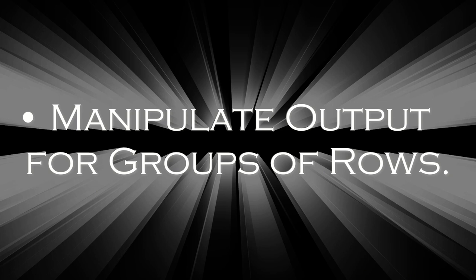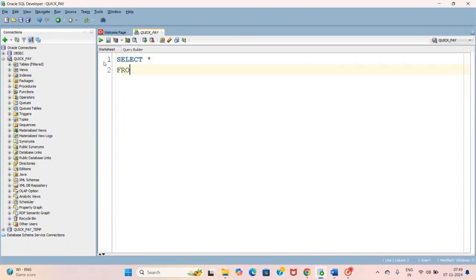Okay? Manipulate the output for groups of rows. This point you can catch. I am asking you one question. Select star from RE_transaction_details order by RE_TD_customer_ID.